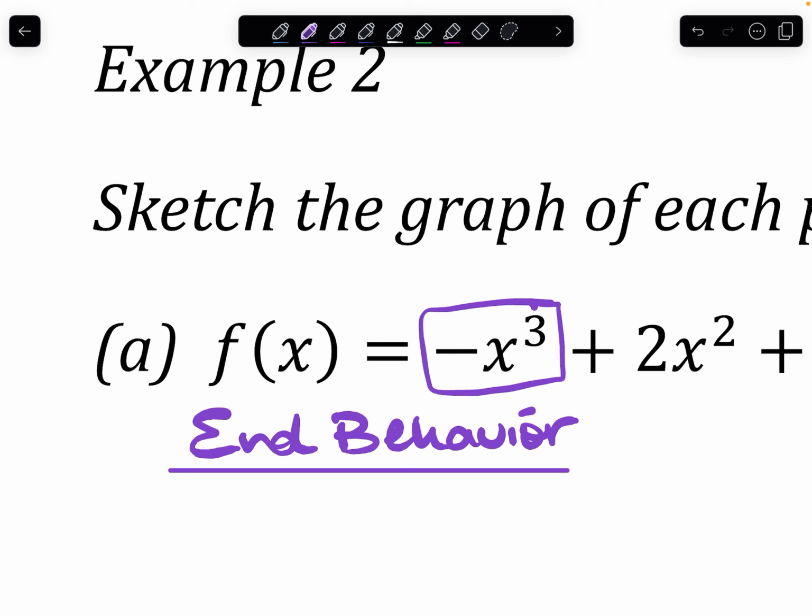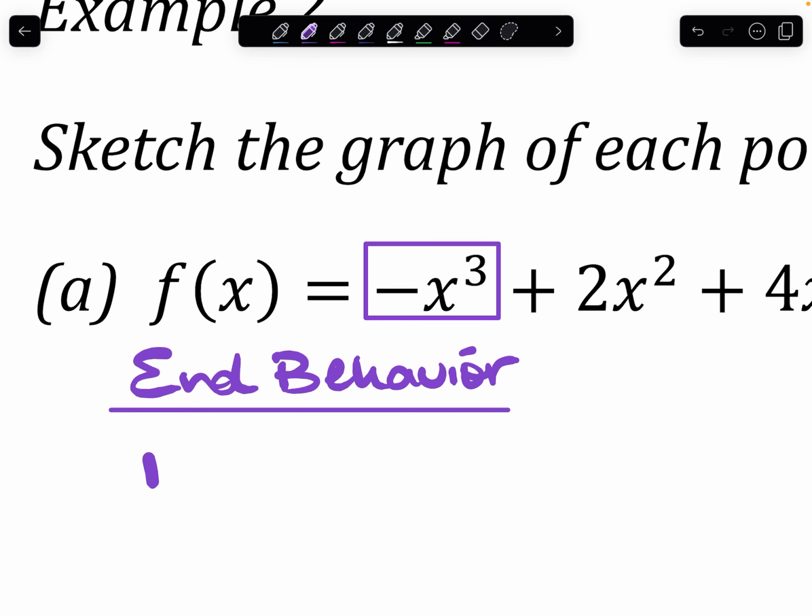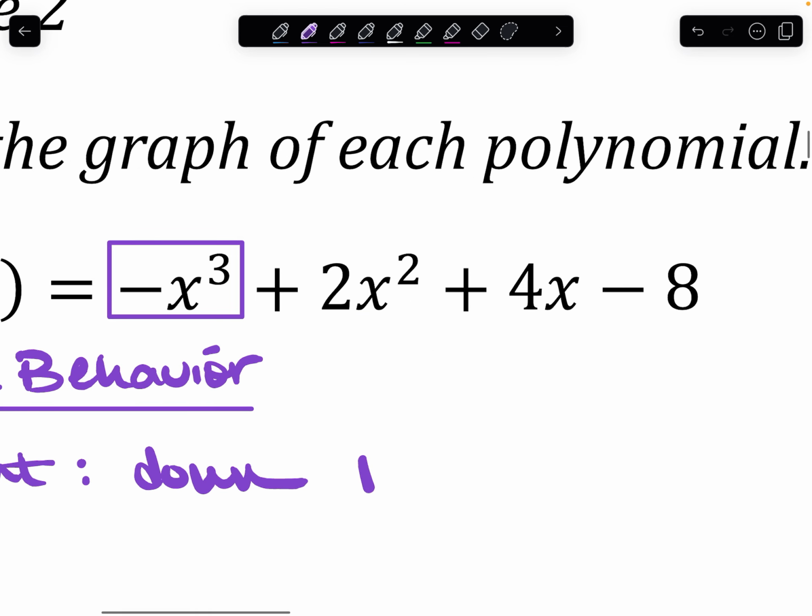So here's our leading term, negative x cubed. As far as writing your end behavior out, you don't need to write it out formally like we did in the last section, because you're just going to use this to make sure your graph is sketched correctly. So for our right end, it's based on the leading coefficient. Our leading coefficient is negative, therefore our right end is going to be down. Our left is based on the degree. The degree is odd, therefore the left has to go the opposite direction of the right. So since the right went down, our left is going to go opposite and go up.